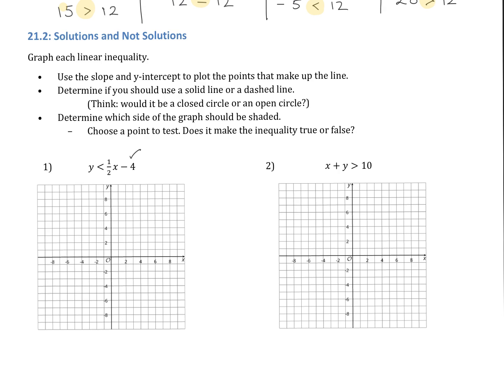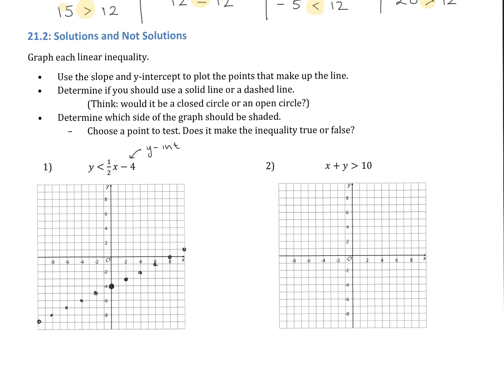I know I start this graph at -4. That's my y-intercept, so my first point goes here. My slope is 1/2, so that says I'm going to rise 1 and run 2, and I'm going to keep doing that until I run out of space. When I run out of space, I go back to my starting point, and now I'm going down 1 and left 2 until I run out of space again. Normally, we would draw a line here, right? Like we'd be done. This would be the whole thing.